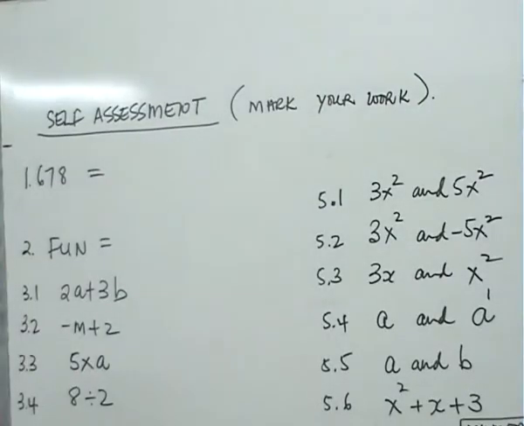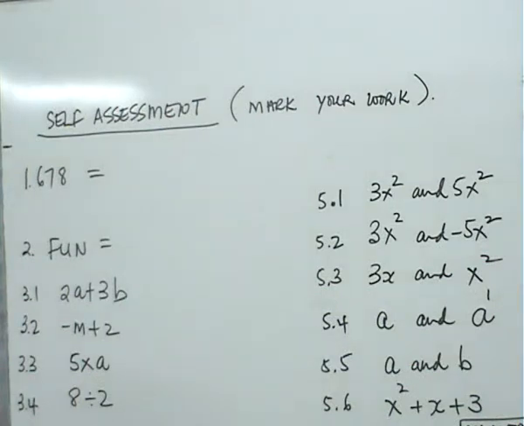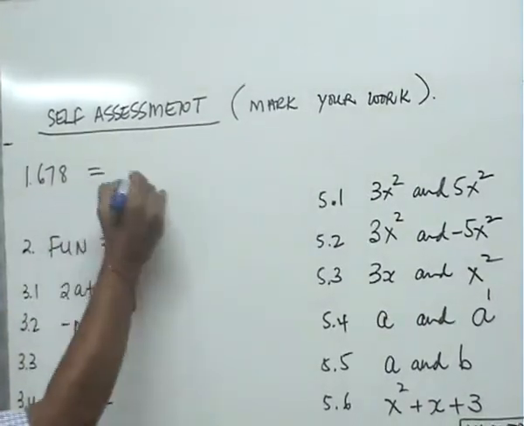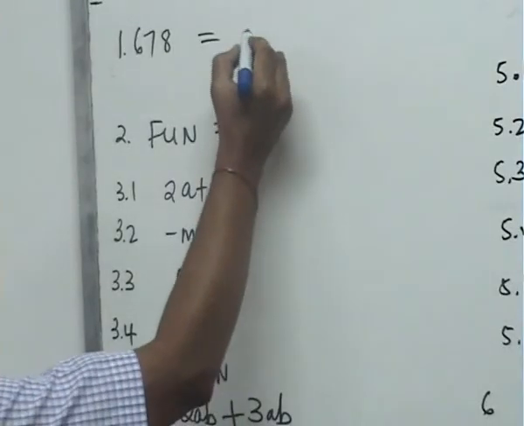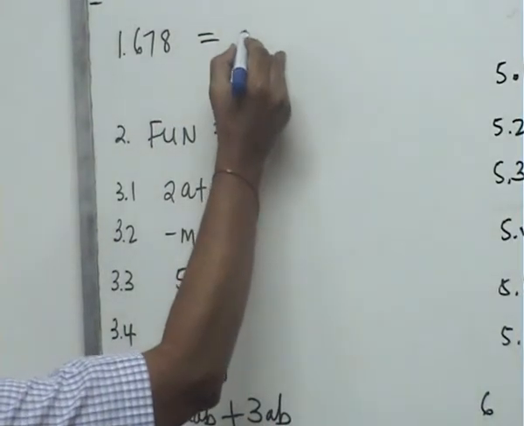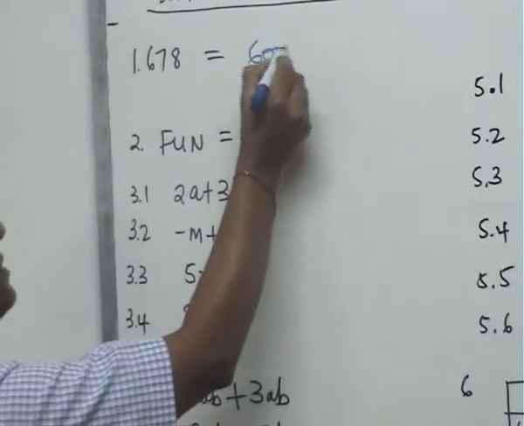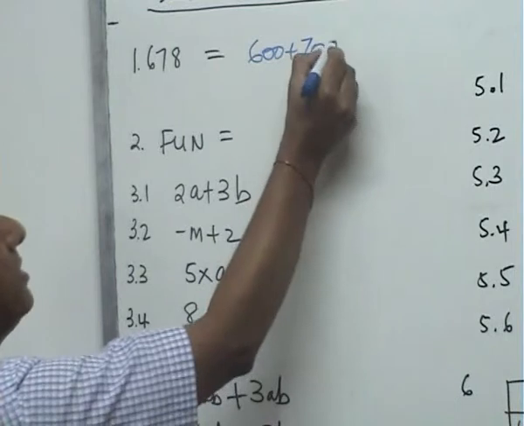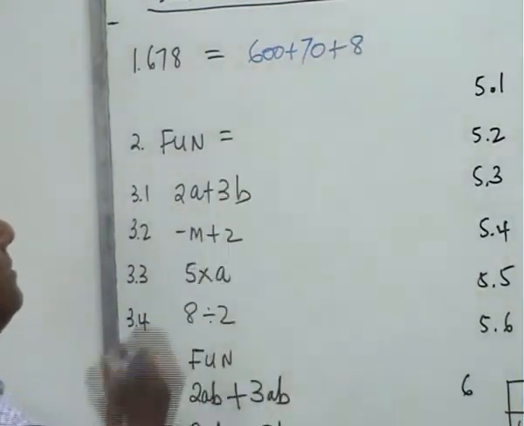I hope you haven't been cheating. I hope you did these examples on your own and you have now switched on the DVD again to mark your work. Number 1. Alright, number 1, 6, 7, 8. You have to put in signs over here. So you know that this is 600 plus 70 plus 8.